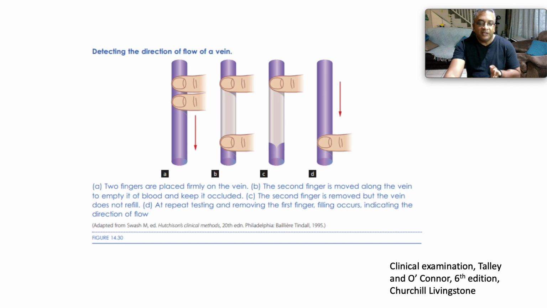So as we see in these different figures, in figure A, 2 fingers are placed firmly on the vein. Then as in figure B, the second finger is moved along the vein to empty it of blood and to keep it occluded. And in C, the second finger is removed, but the vein does not refill. And then you want to ascertain, at repeat testing, do the same thing again, then remove your first finger instead of your second finger and check in which direction flow occurs.